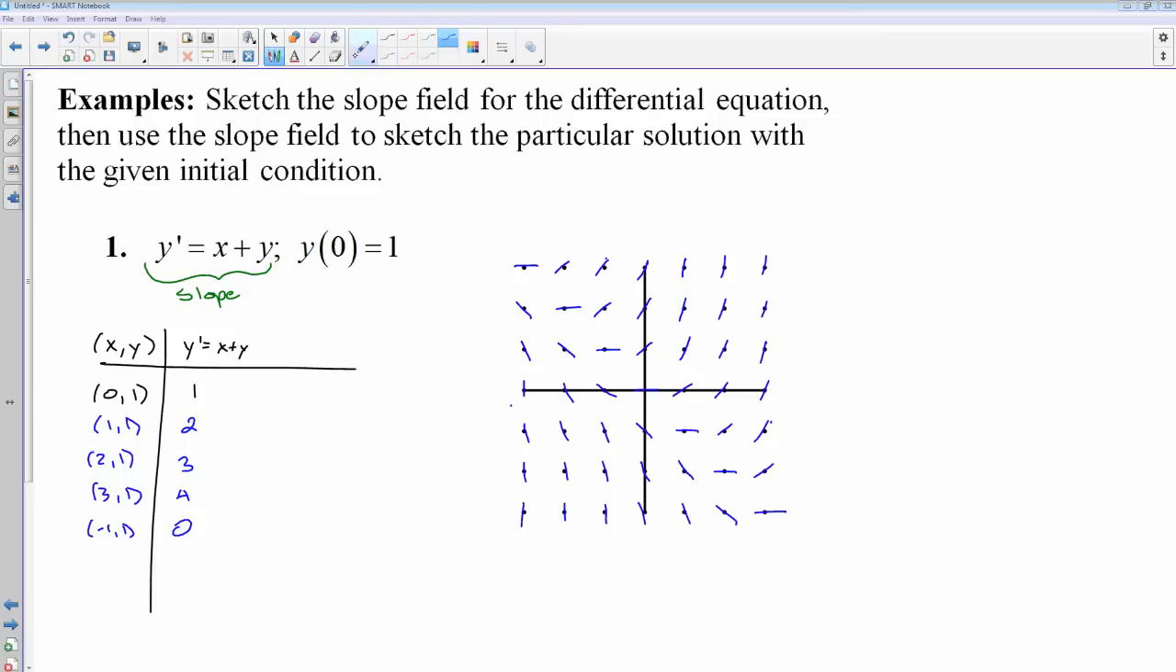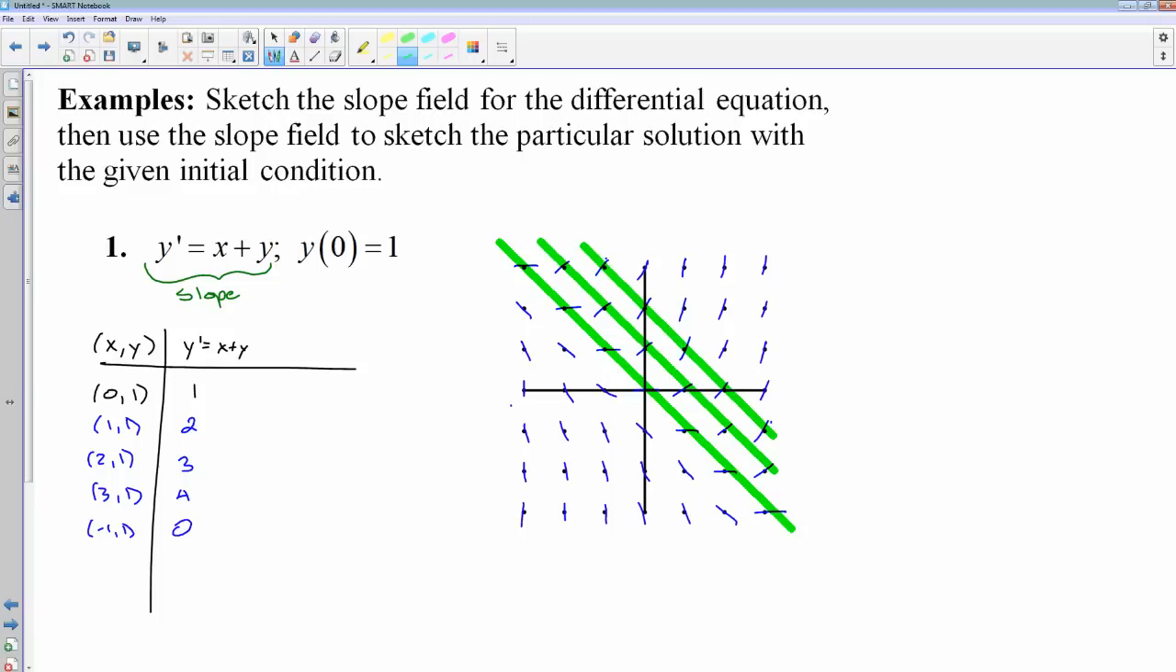And one of the patterns you may notice on this one is if you look down these little slopes right here, like if we go down this little line right here, all the slopes following that line are 0. All of the slopes following this line are 1. All the slopes following this line are 2. And on occasion, you'll be able to pick up on some patterns like that, and it really speeds up the process. By the way, those things are called isoclines. Iso meaning same, cline meaning climb, like incline, slope, pitch, and so forth. So look for patterns when you're doing your slope field.